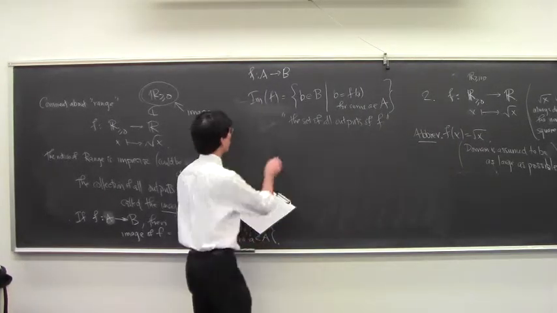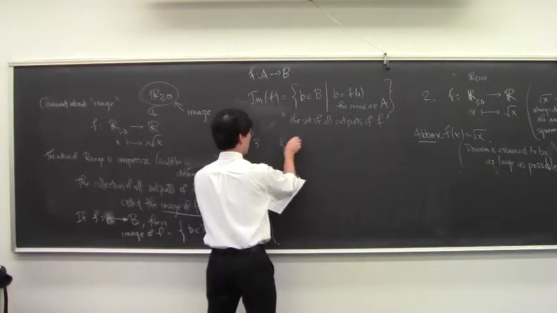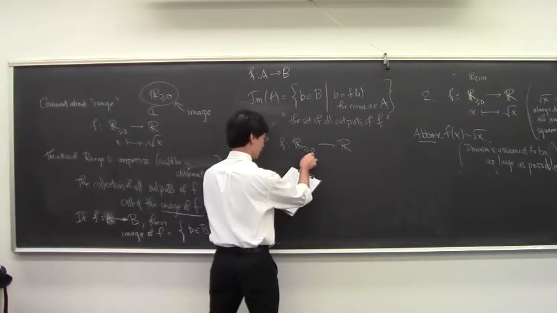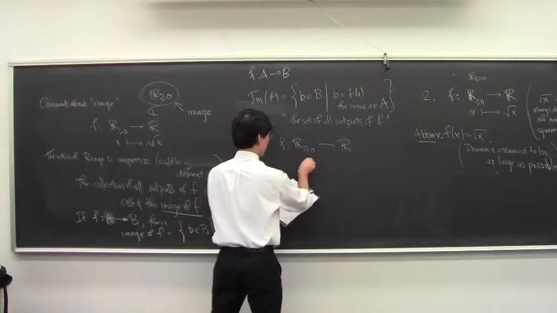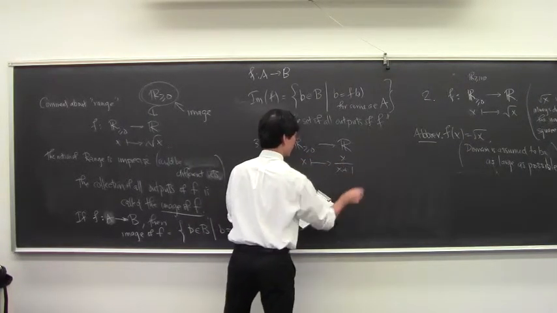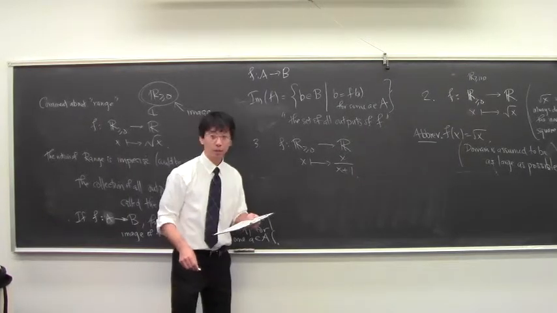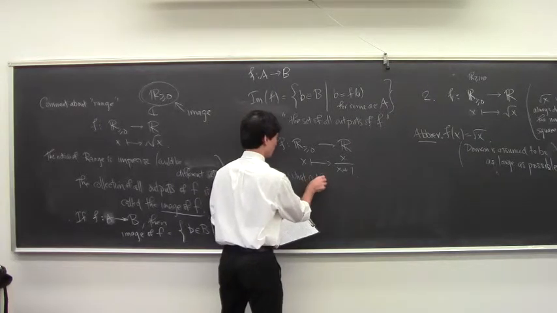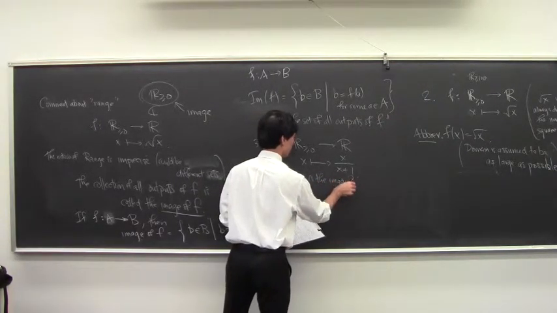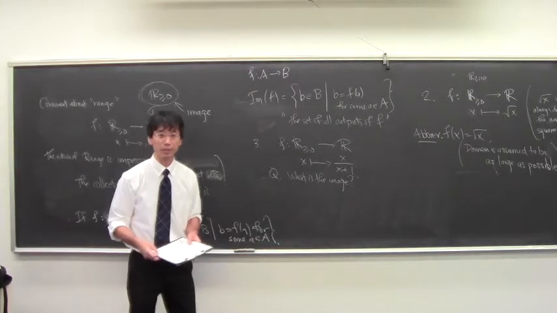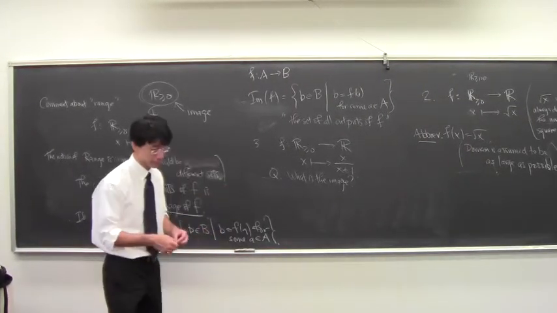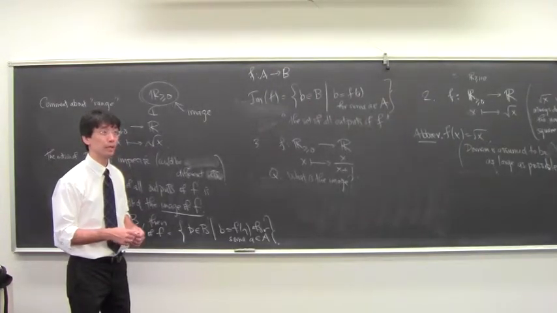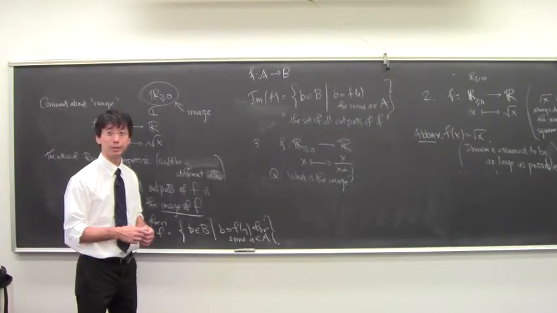Okay, example 3. Suppose I have a function like this. It goes from the non-negative numbers into the reals, and it takes x to x over x plus 1. I'm going to ask you, what is the image? What's the image of this function? Take 2 minutes and see if you can figure out what the image is.